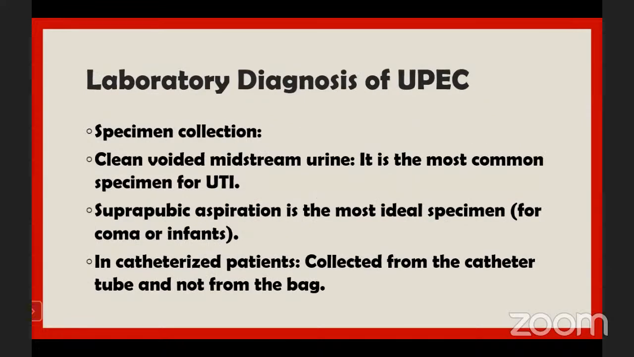Next one is the laboratory diagnosis of uropathogenic E. coli. Specimen collected: clean, voided, midstream urine is taken. It is one of the most common specimens for urinary tract infection diagnosis. Next one is suprapubic aspiration, which is the most ideal specimen for coma patients or infants. In catheterized patients, the urine should be collected from the catheter tube, not from the bag.